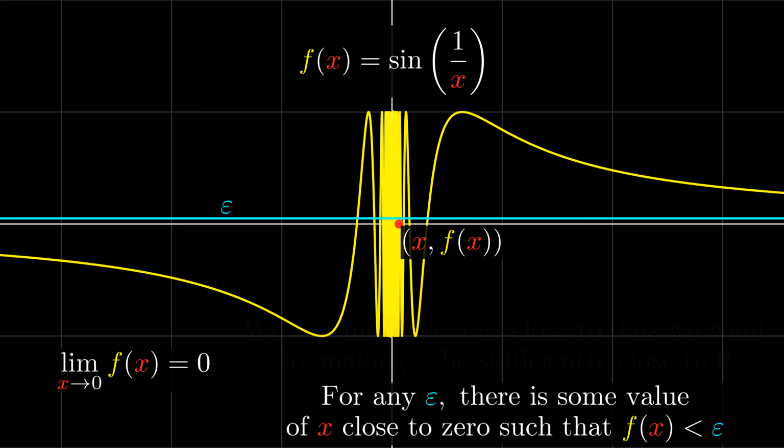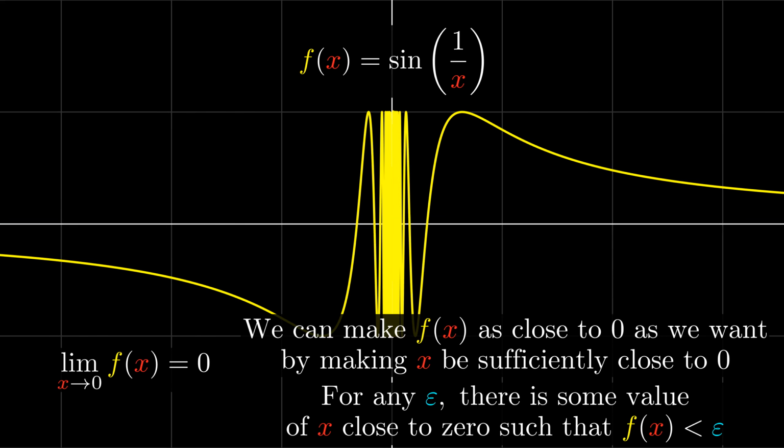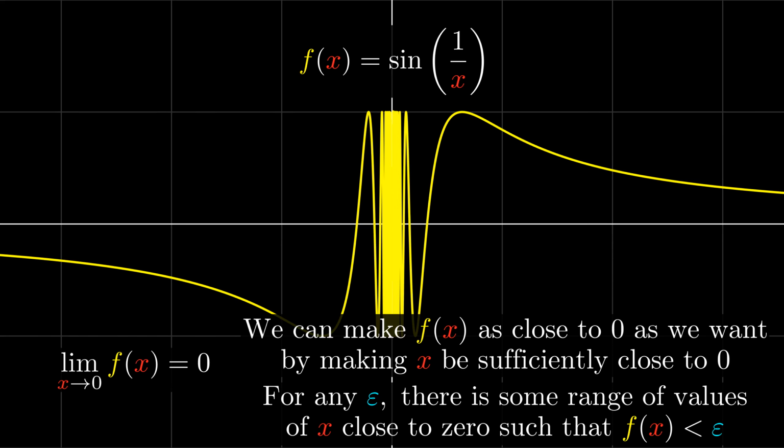Let's look back at our intuitive description of a limit. In our definition, we interpreted x being sufficiently close to 0 to mean that there is some x close to 0. The issue is that when we were talking about x being sufficiently close to 0, we should have been thinking about every value of x that is close to 0, not just a single value. Thus, we should change the definition to say that there is some range of values of x close to 0 such that f of x is less than epsilon.